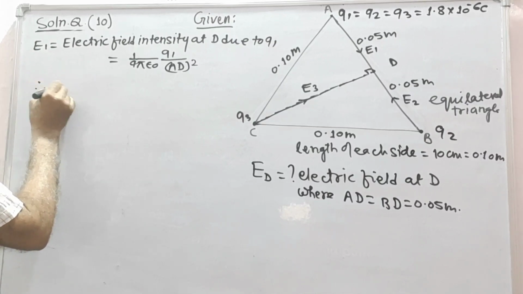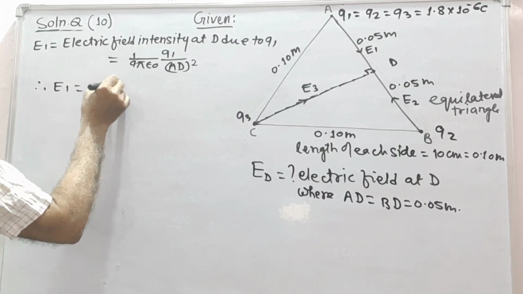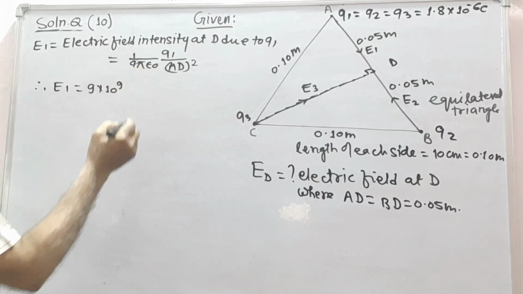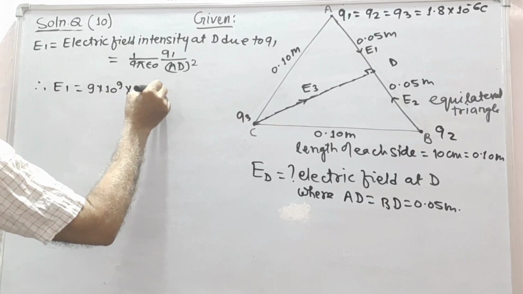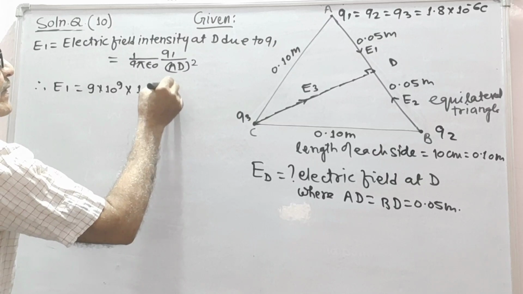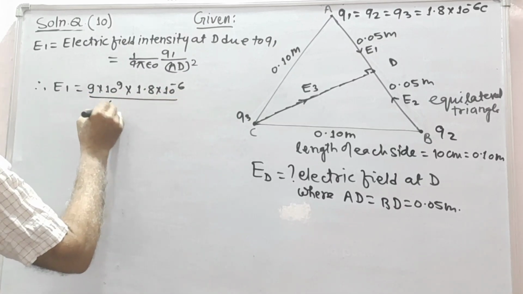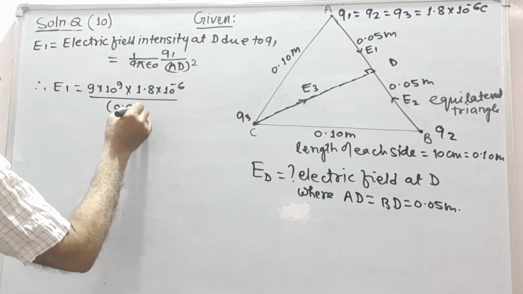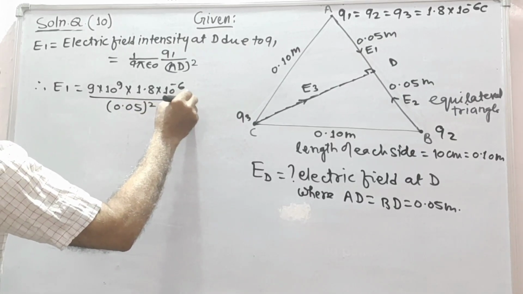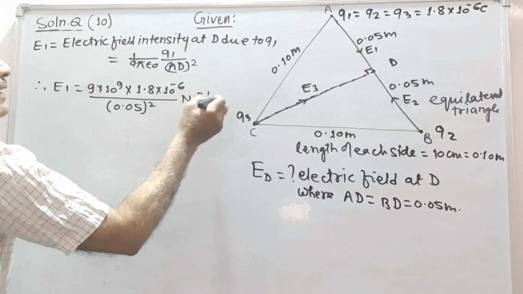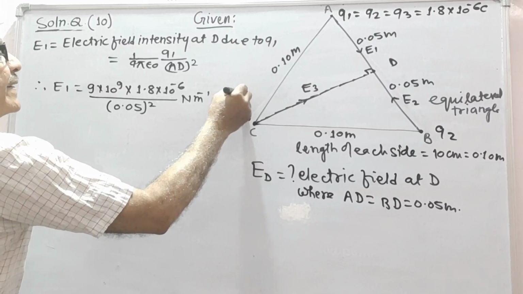Therefore, E1 will be equal to 9 into 10 to power 9. Its value is 9 into 10 to power 9. Q1 is 1.8 into 10 to minus 6 upon AD, which is 0.05 square, Newton per meter along AD.